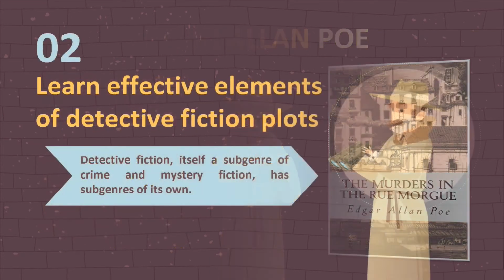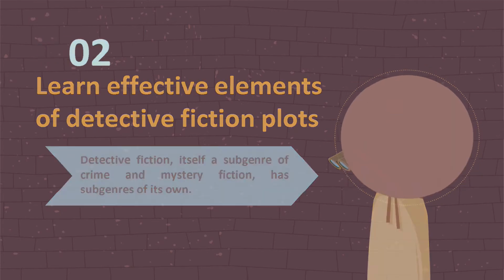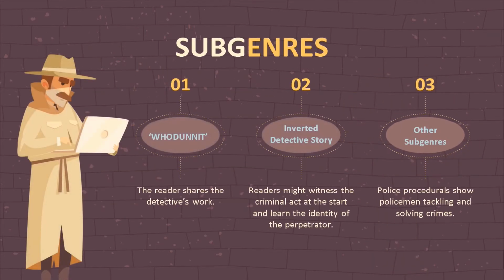Number 2, learn effective elements of detective fiction plots. Detective fiction itself, a subgenre of crime and mystery fiction, has subgenres of its own. And here are the subgenres of mystery fiction. In a whodunit, the reader shares the detective's work. The reader also attempts to deduce who perpetrated a crime based on clues the author weaves into the story.